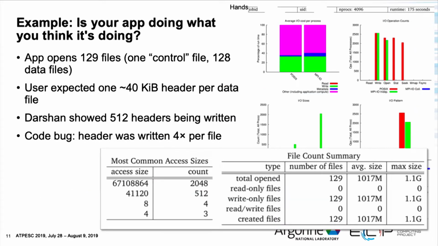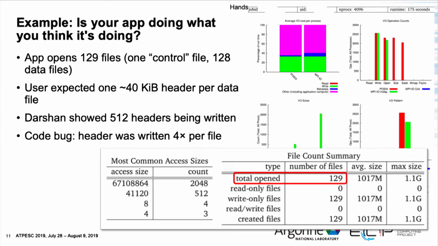So one of the first pitfalls is a case where users think their application is doing something, but it turns out it's not doing that because there's a bug in the code. So this is an application where the user was opening 129 files. So there was one control file that was being written out and 128 data files. And they expected every single one of those data files to have a 40 kilobyte header. So this could have been PNetCDF or HDF5, followed by a bunch of data. But when we opened the Darshan log, we saw that there weren't just 128 of these headers being written. There were 512 of them, which you can see right here.